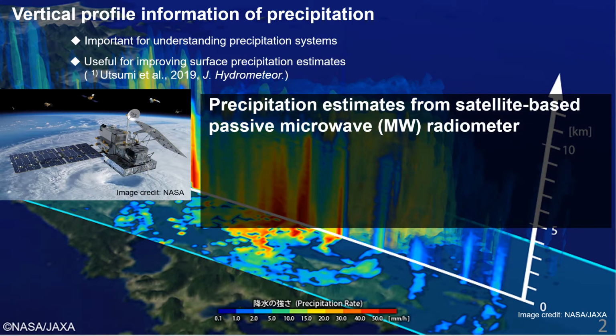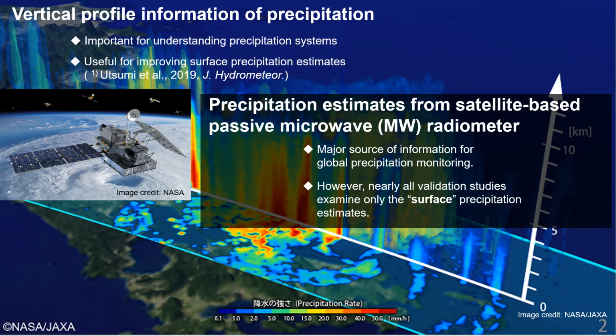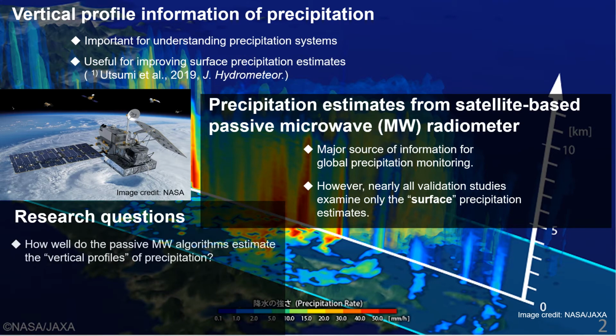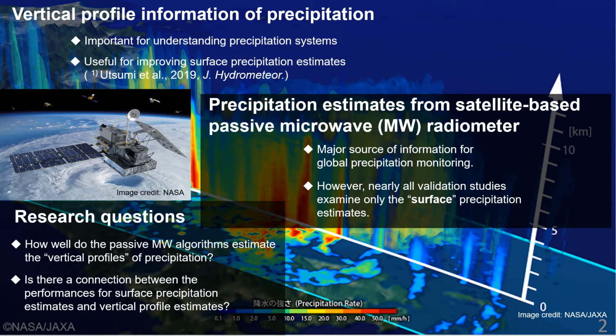The precipitation estimates from satellite-based passive algorithms are the major source of information for global precipitation monitoring. However, nearly all validation studies examine only the surface precipitation estimates. So the questions here are, how well do the passive microwave algorithms estimate the vertical profiles of precipitation? And is there a connection between the performance for surface precipitation estimates and vertical profile estimates?